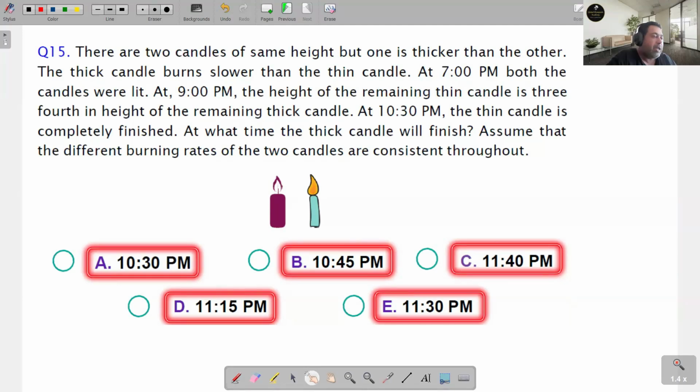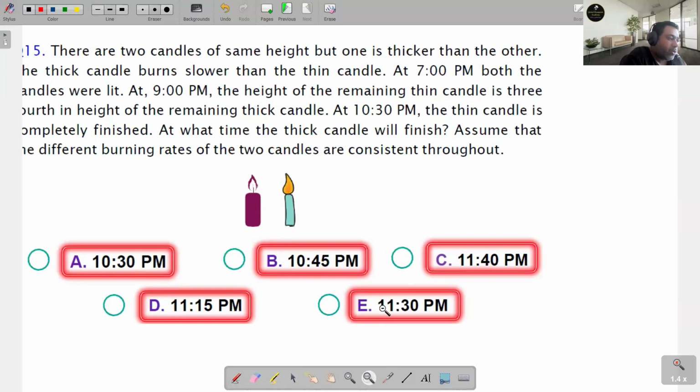The height of the remaining thin candle is 3/4 of the height of the remaining thick candle. At 10:30 p.m., the thin candle is completely finished. At what time will the thick candle finish? Assume that the burning rates of the two candles are consistent throughout. Okay, the burning rate of wax is the same. It is just that in terms of height, yes, the burning rates will be different. All right, so anyway, let's look at how to tackle this question.